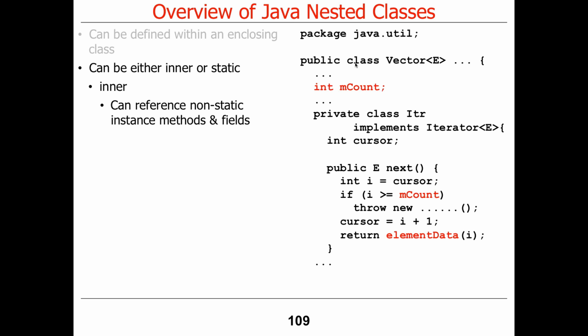Was there another question? Yeah? Just trying to understand the application of a nested class. Would that make sense in maybe a binary search tree with the node being a nested class?